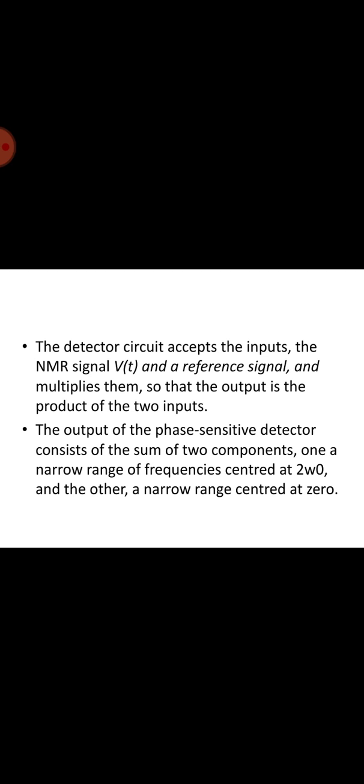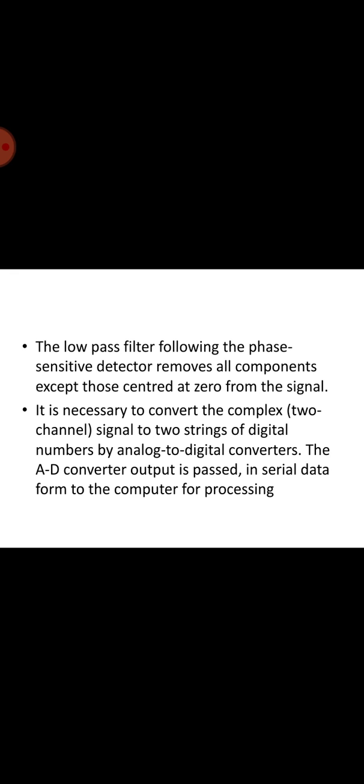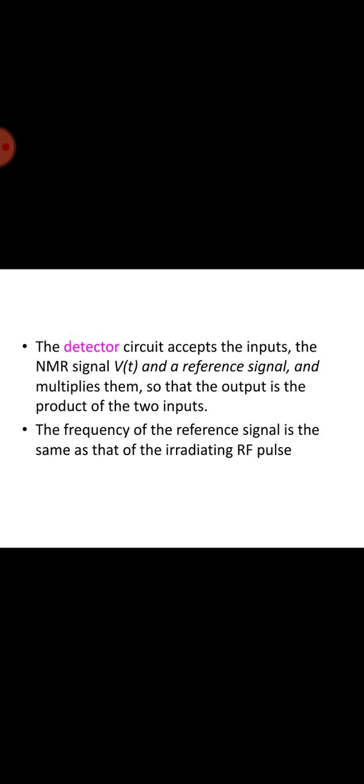The output of the phase sensitive detector consists of the sum of two components, one a narrow range of frequencies centered at 2 omega naught and the other a narrow range centered at 0. The low pass filter following the phase sensitive detector removes all components except those centered at 0 from the signal. It is necessary to convert the complex signal to two strings of digital numbers by analog to digital converters. The A to D converter output is passed in serial data form to the computer for processing.